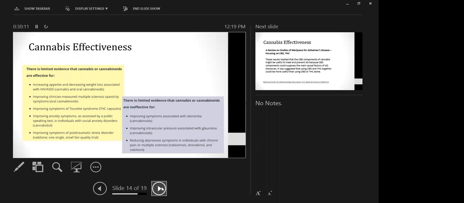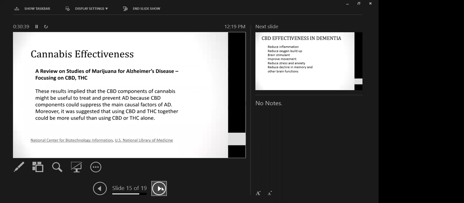Tourette's, anxiety, and PTSD. There's limited evidence that cannabis or cannabinoids are ineffective for improving symptoms associated with dementia, improving intraocular pressure associated with glaucoma, and reducing depressive symptoms. So we're gonna circle back around to the ones associated with dementia in a few slides.